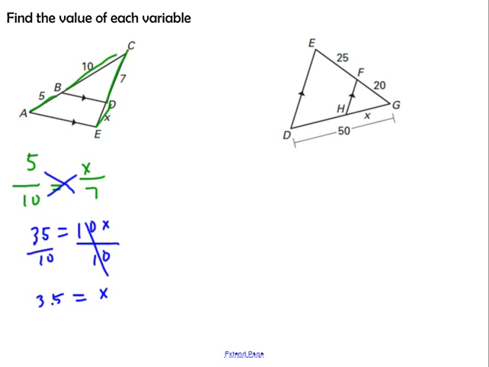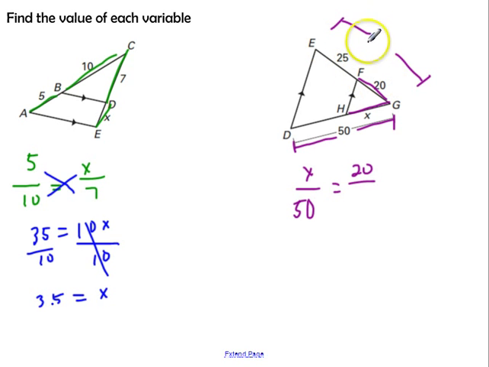Let's go ahead and work out the second one. Now in the second one, we need to be a little bit careful over here because 50 is the length of the entire segment on this side. So this x is going to correspond with 20, so we can put x on the top and it corresponds to 20 on the other side. But if we use this 50, then we need it to correspond to the whole length on this side, which is going to be 25 plus 20, and that gives us 45.